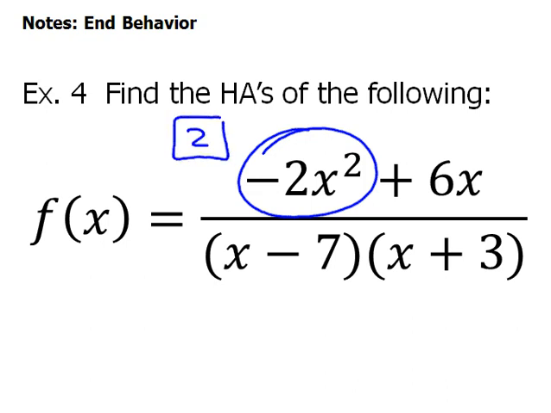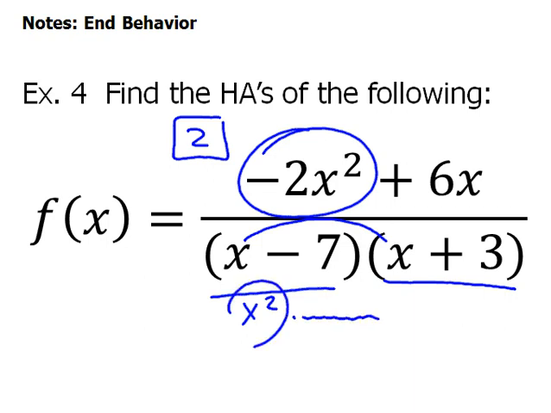Now, what is the leading term in the denominator? Well, you see that it's actually factored out. What you could do is actually FOIL this, or use the box method to multiply this binomial times this binomial. Though we really don't want to waste time doing that, because we just want to figure out what is going to be the leading term. So notice that if we were to factor this out, it would be x times x, which gives us x squared, and then we're going to get some other stuff. But our leading term is going to be x squared. So we have a degree of 2 in the denominator.